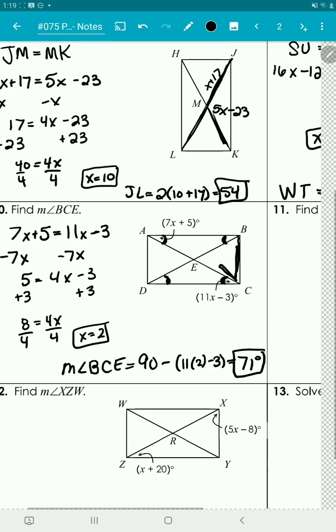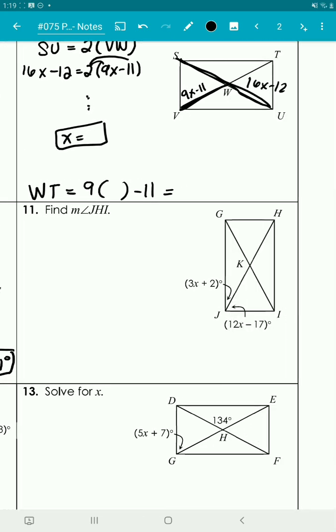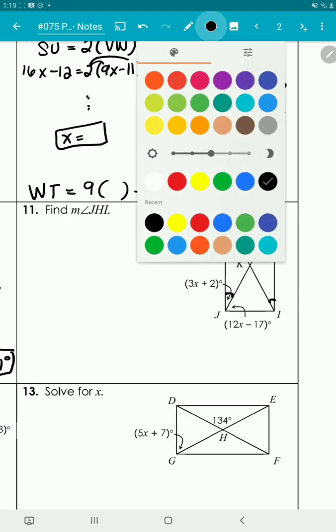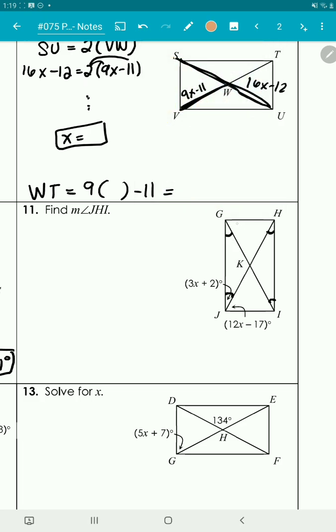So again, just mark the ones that are the same. Like this one. You know that these ones are the same, because you can see they're smaller than the other ones. And I'll do a different color. You know that these ones are the same.